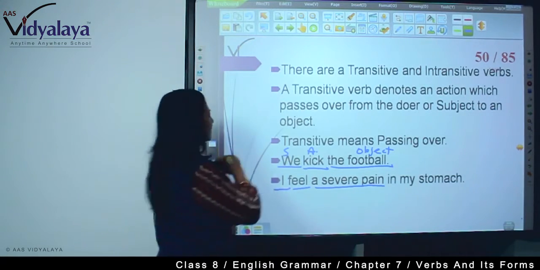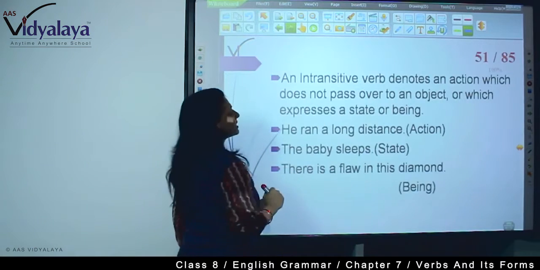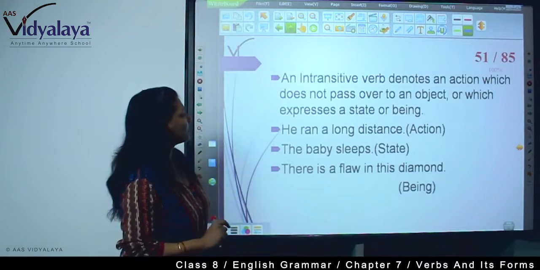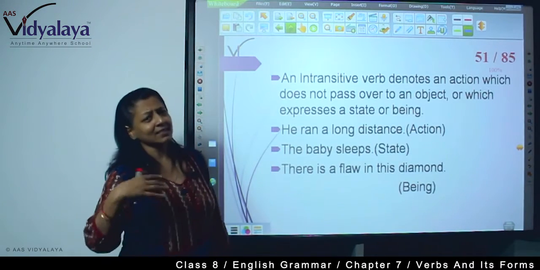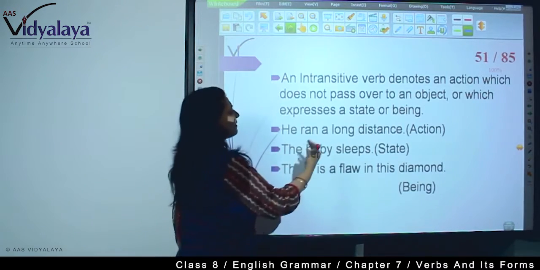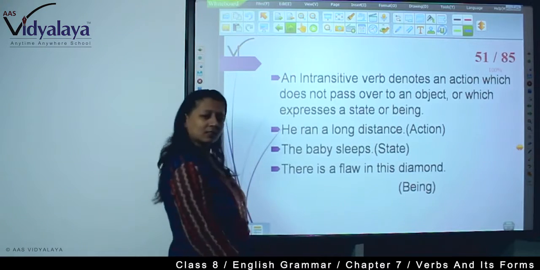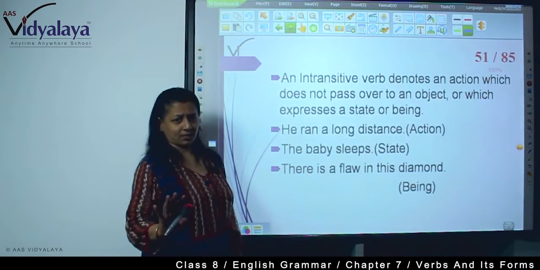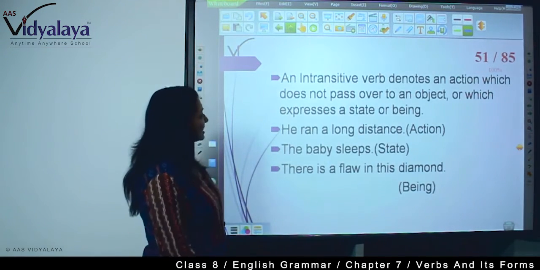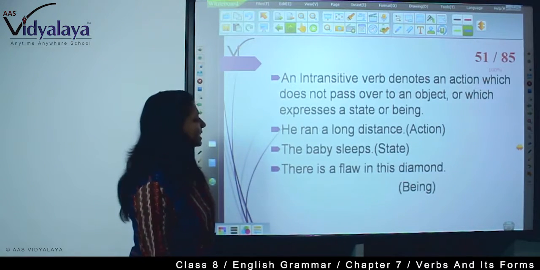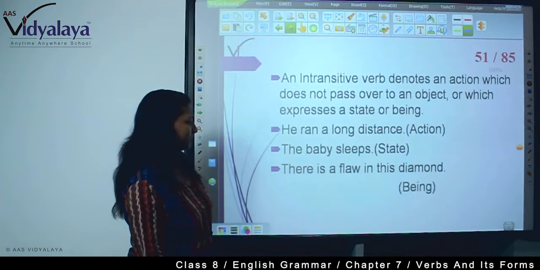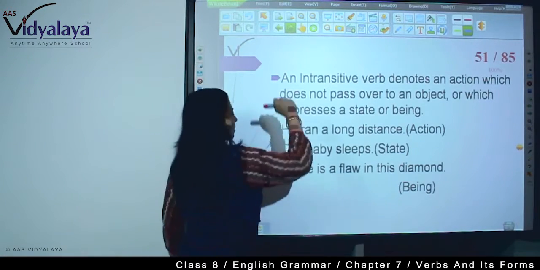an object is there, right? Now next, an intransitive verb denotes an action which does not pass over to an object or which expresses a state of being. "He ran a long distance." See, there is no object. This is action. "The baby sleeps." This is a state of being. "There is a flaw in this diamond." That is being. Right?